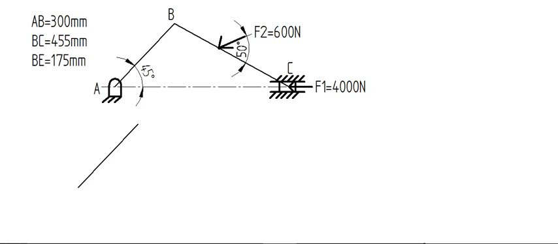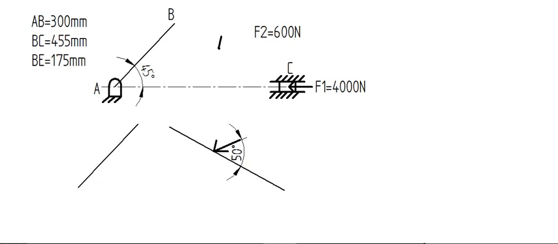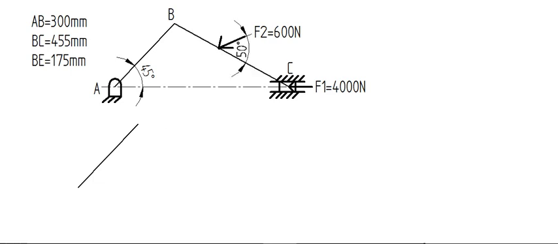Then this is for BC, and correspondingly we get for the next link, so second link, third link, and then you consider the slider as the fourth one. So we take three parts here.